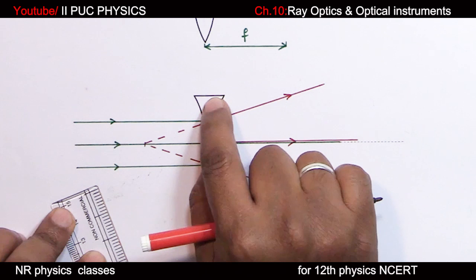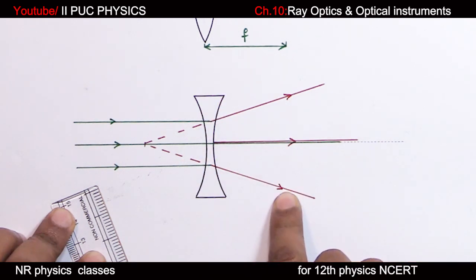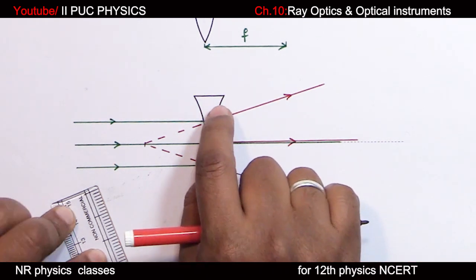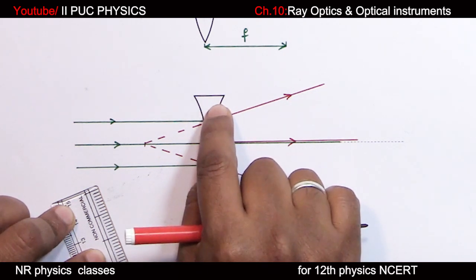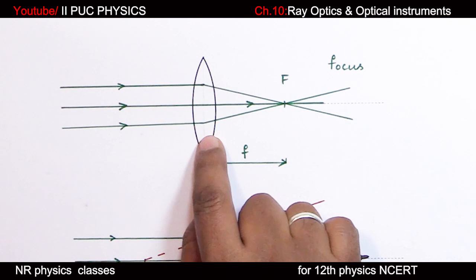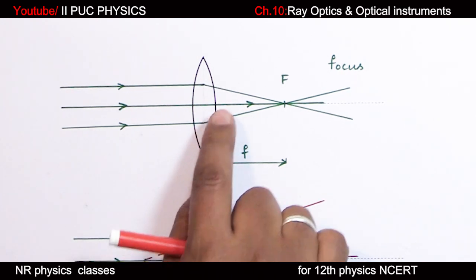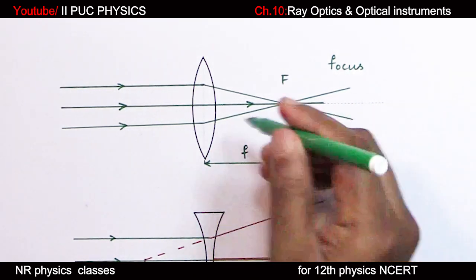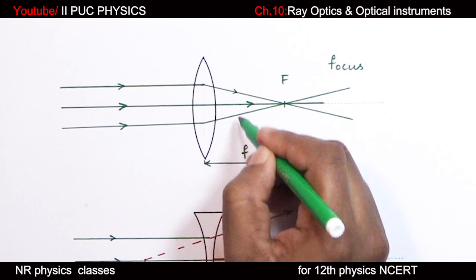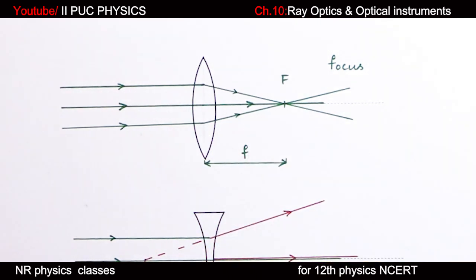See, this lens diverges the rays after refraction. That is why a concave lens is called a diverging lens. This is a convex lens or converging lens, because after refraction the rays converge through a point. Don't forget to draw the arrow mark.